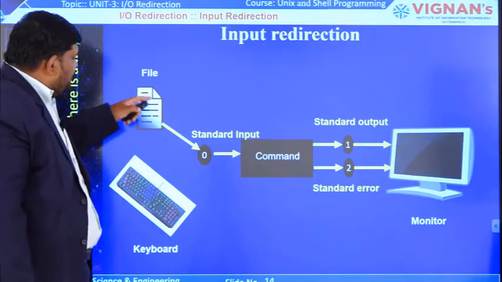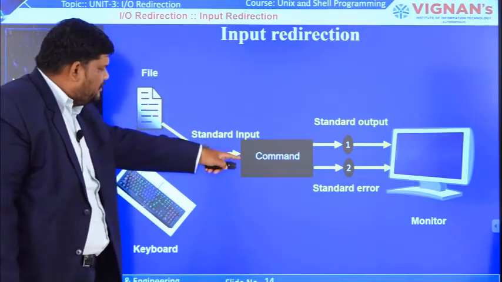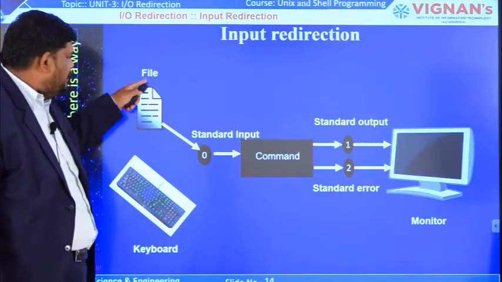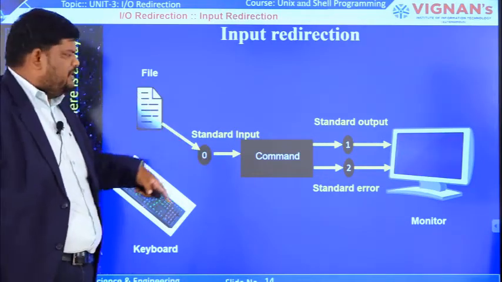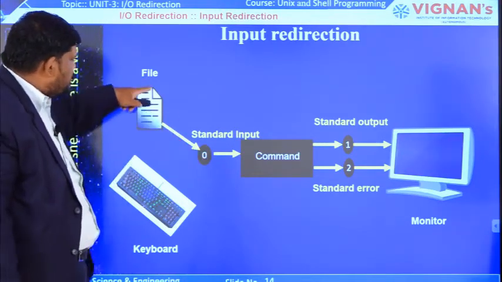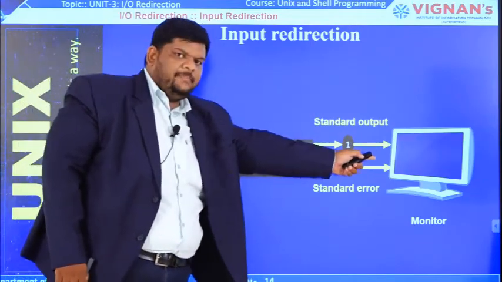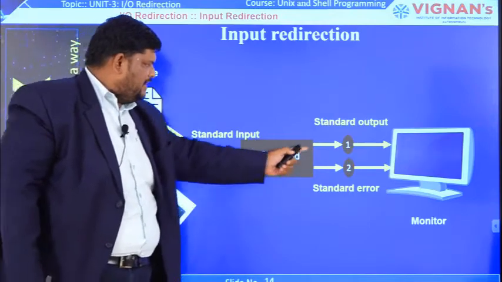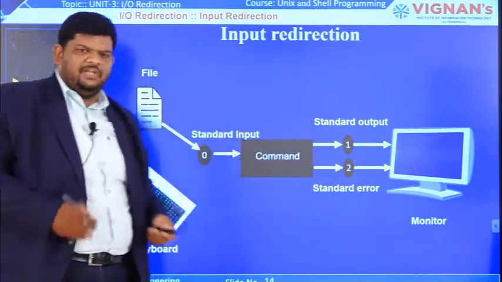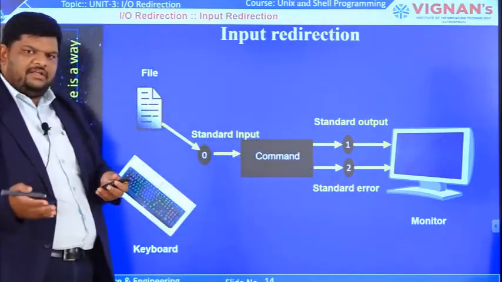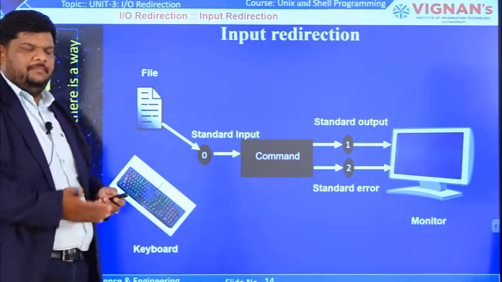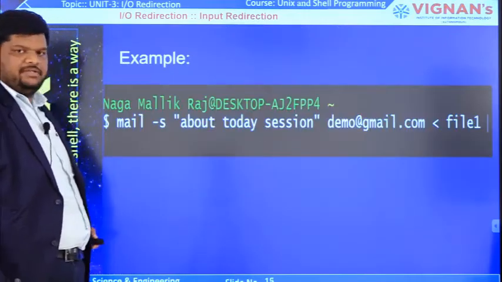So now the command will work, and we are giving input not from the keyboard but from the file. It takes the input from this file, works on it, generates output which we can see on the monitor, and if it encounters any error, that we can also see on the monitor. The only change is that we are redirecting from the keyboard to the file with the help of input redirection.